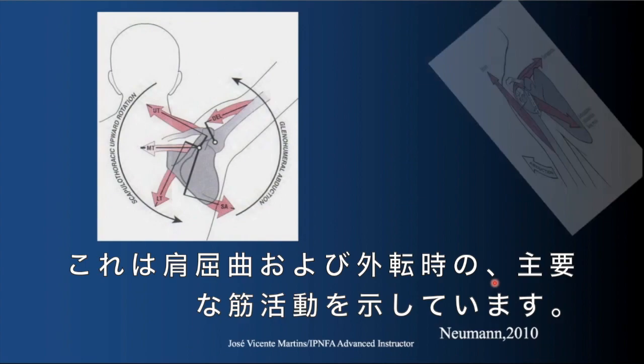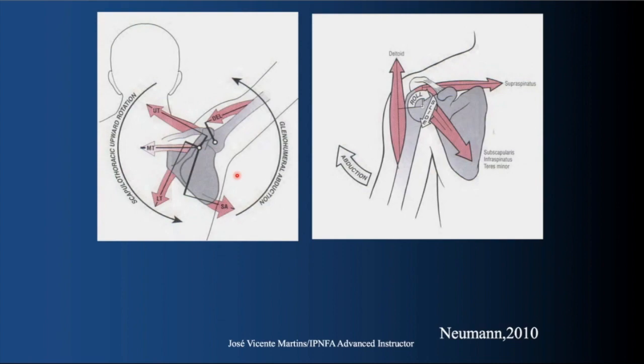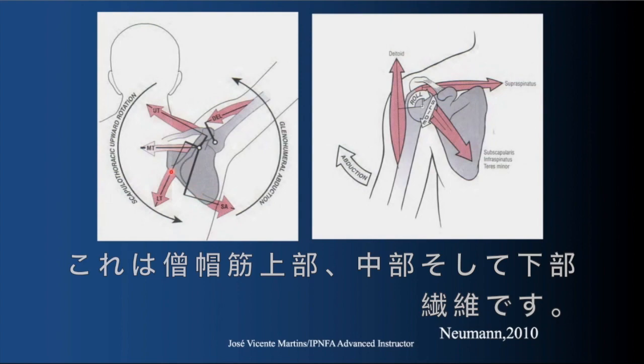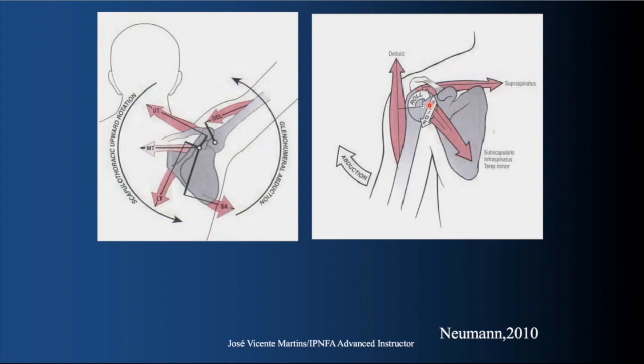So here we can see the important muscles when we move our arm to flexion or abduction. Here we can see serratus anterior doing this kind of movement, upward rotation and also protraction, which we can also call abduction. Here we can see upper trap, mid trap and lower trap. So here we can see the rotator cuff muscles. They are really important to move and also to stabilize the head of the humerus. Here we can see the couple forces.